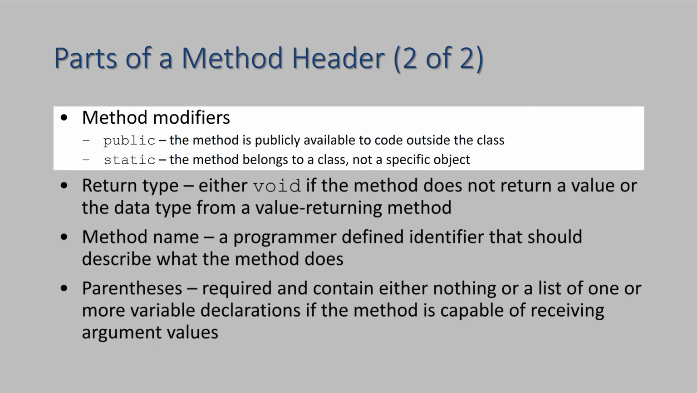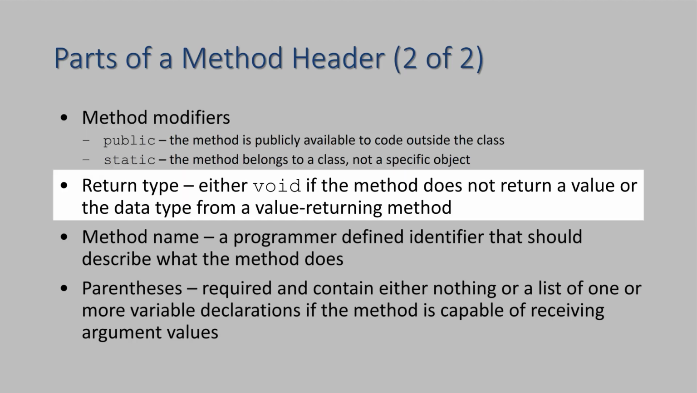The method modifier public defines the method so it is available outside the class, and the static modifier defines the method so it belongs to a class and not a specific object. The return type is either void or a data type. A return type of void is used when the method needs to perform a task and not return a value. A value returning method also performs a task and in addition returns a value. The data type of the returned value must be specified.